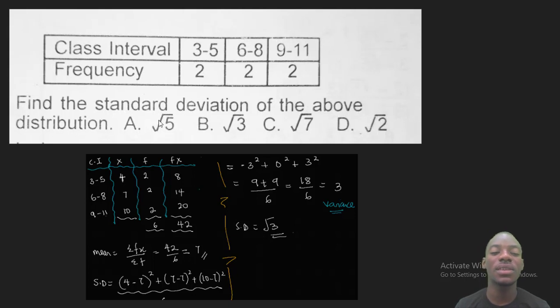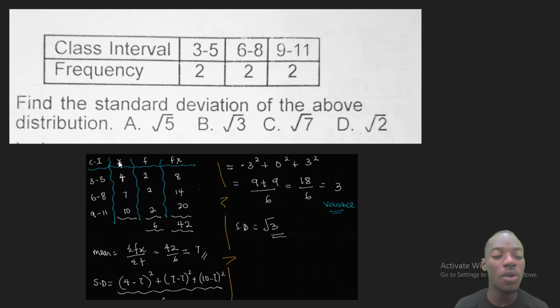Now the next question says find the standard deviation of the above class distribution. So how do we find standard deviation of a class like this? Now first of all you must find the mean. So I rearrange the class like this. This is the class interval here. To find the mean, we need the middle.